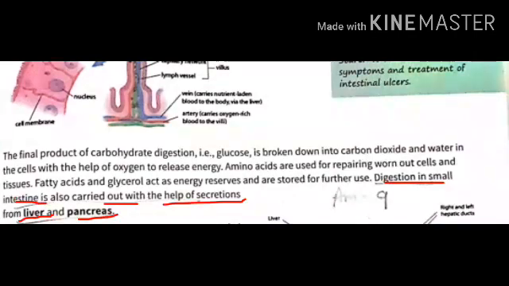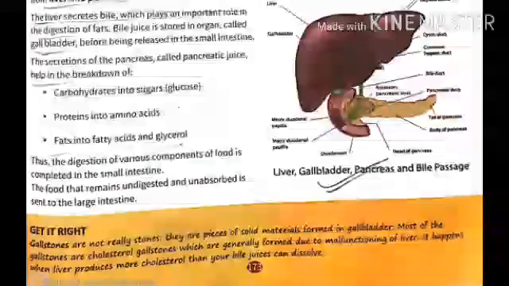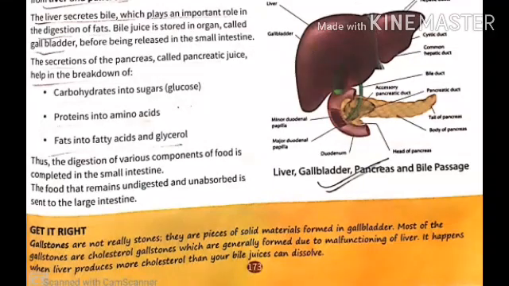And digestion in the small intestine is also carried out with the help of secretions from the liver and pancreas. The liver is a deep reddish brown in color, and it is situated on the right side of the abdominal cavity, beneath the diaphragm and on top of the stomach. The liver secretes a bitter greenish brown alkaline fluid known as bile, which helps in digestion of fats. It breaks down the fat into fatty acids in the small intestine during digestion.